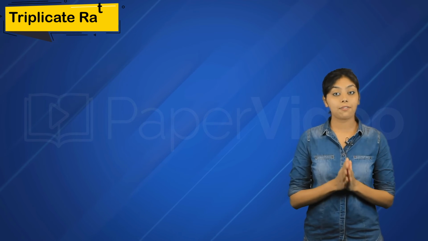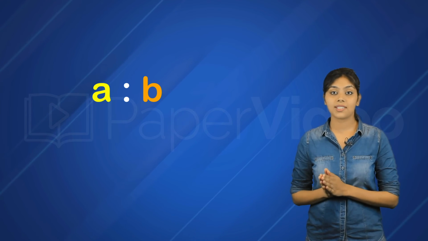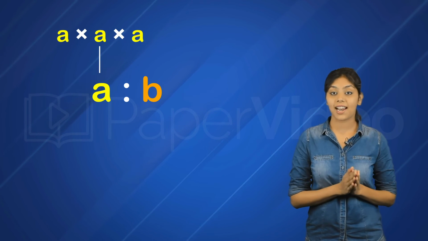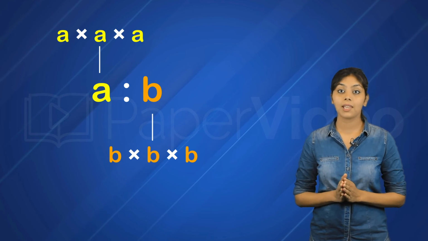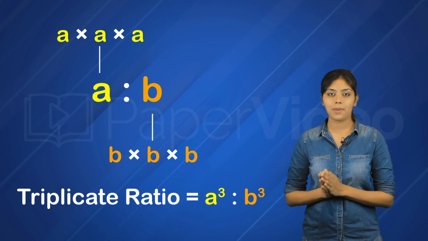The fourth type of ratio is triplicate ratio. If we have a ratio A is to B, then its triplicate ratio is given as the ratio of cube of the antecedent and the consequent. This means that triplicate ratio equals A cube is to B cube.